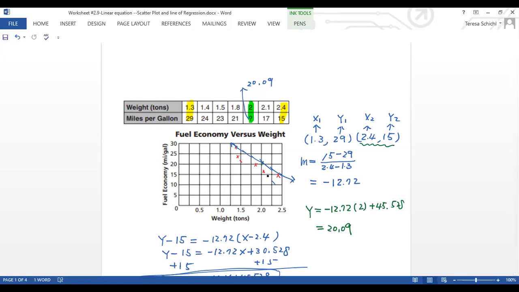Like I said, this is also a frequently occurring problem in your college entry exams, SAT and ACT exams. Most likely they will already give you these lines, right? They will say, hey, use this line, and they want you to use this line to estimate, to forecast. All right. Okay, that's it.